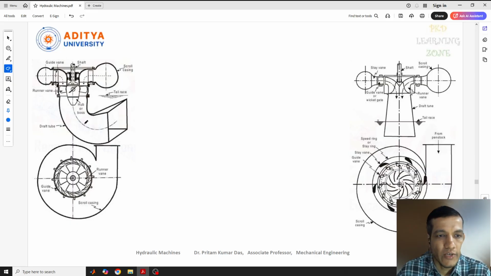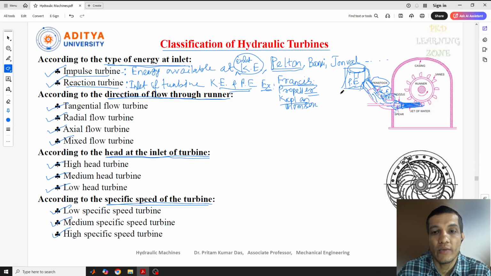If you see here, this one is an example of the Francis turbine, or you can say reaction turbine. This is also a reaction turbine, because the reaction turbine's working principle is different and its construction is also different. Just keep in mind that when the water comes inside, along with the kinetic energy, the pressure energy is also present. We'll see that when we discuss the working principle, and we can understand in more detail.